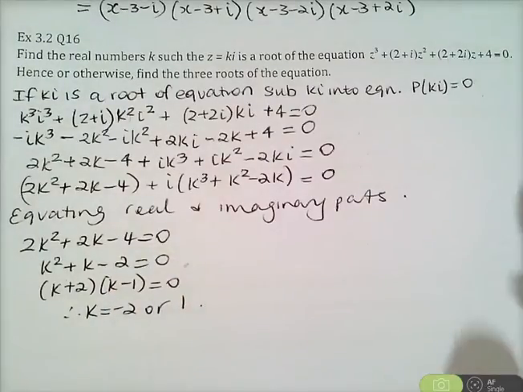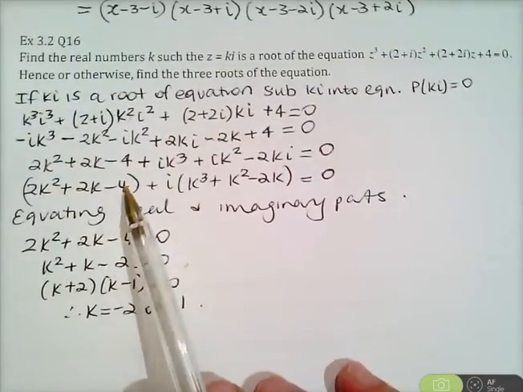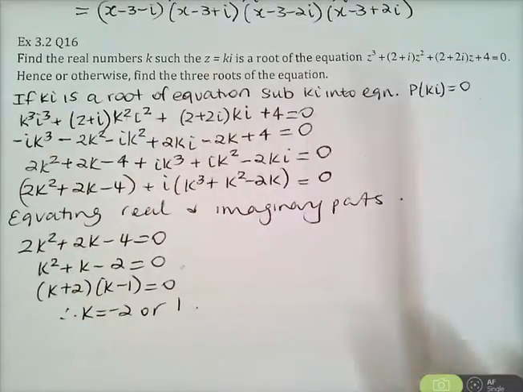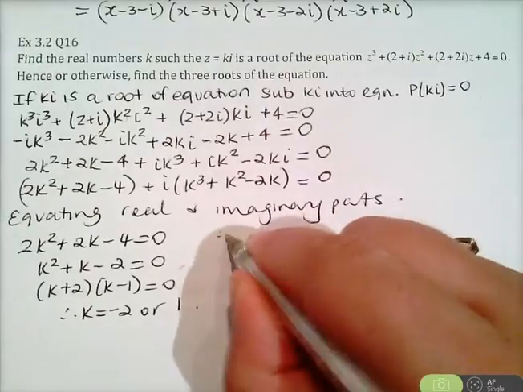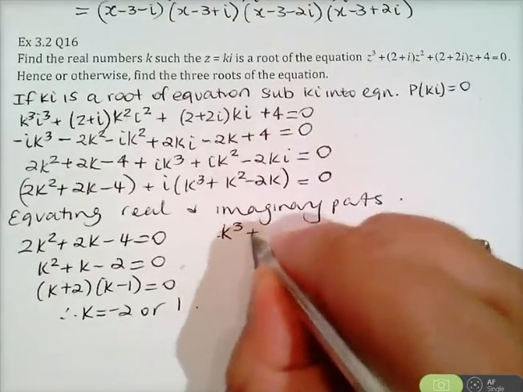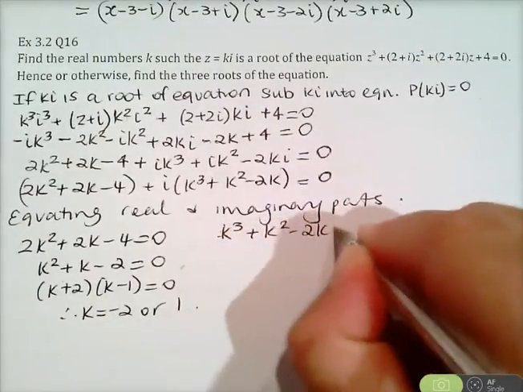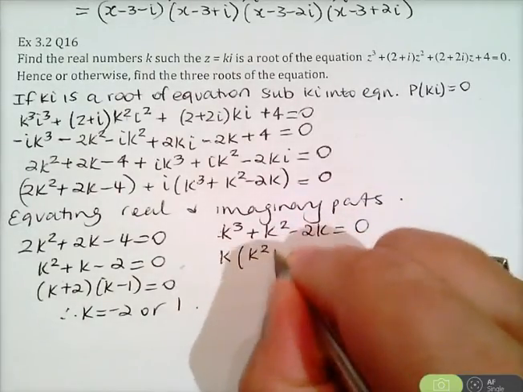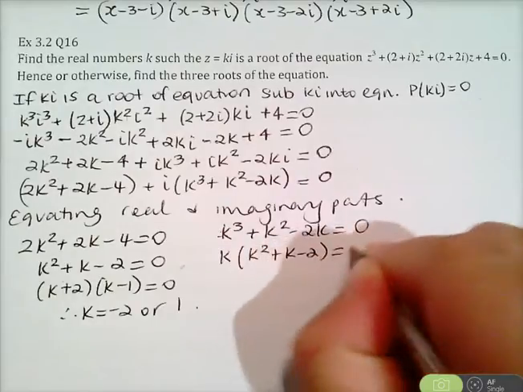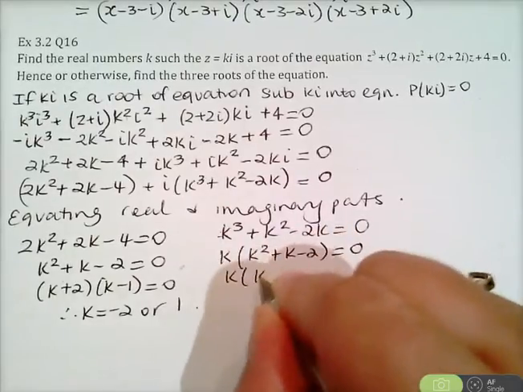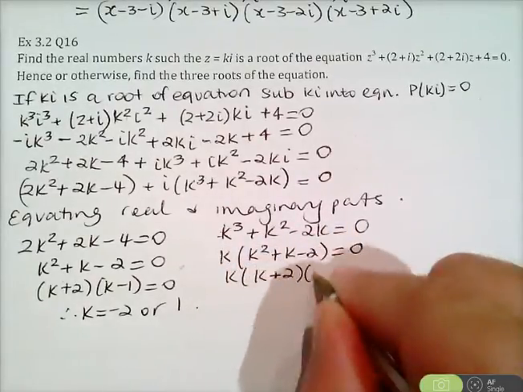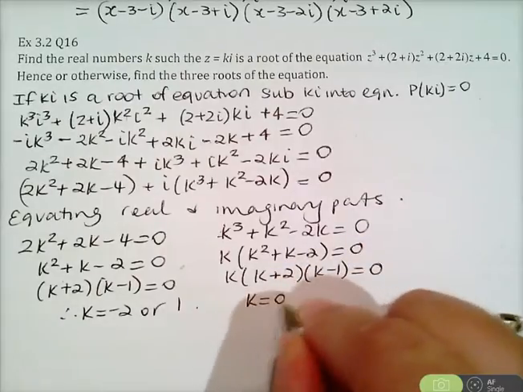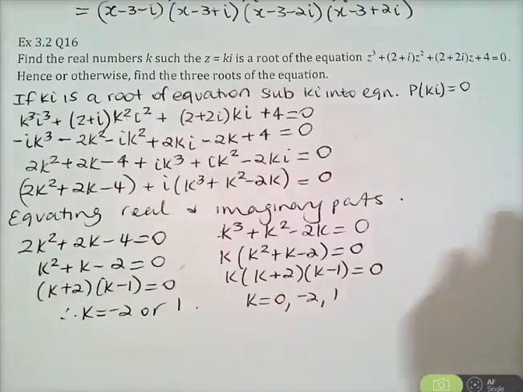Now for this whole thing to equal 0, the real part has to equal 0, but the imaginary part has to equal 0 as well if this substitution is going to equal 0. So we've also got that k cubed plus k squared minus 2k is equal to 0. Factorising out a k, we've got k times (k squared plus k minus 2) is 0. This factorisation, again, is k times (k plus 2) times (k minus 1) is 0. We know that therefore k is 0, negative 2 or 1.